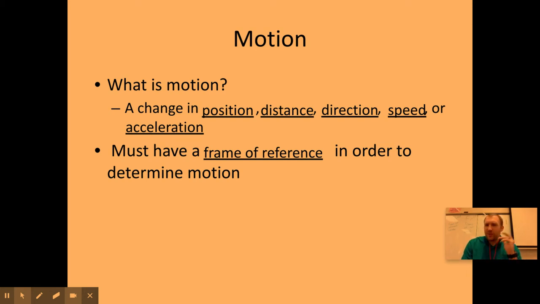And one of the most important things when we're talking about motion is to have that frame of reference. We spent a couple days on it. We did a little lab on it. Having that frame of reference, that point of origin, so that everybody knows what you're talking about, which directions you're talking about, where you're looking at that motion from, is really important.